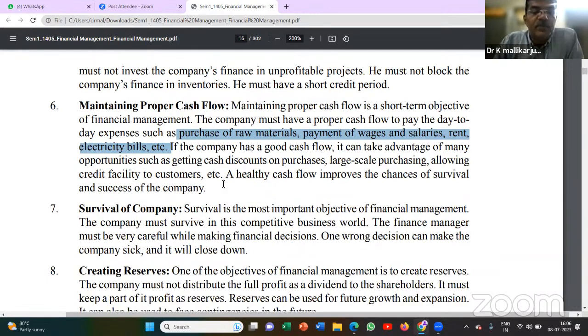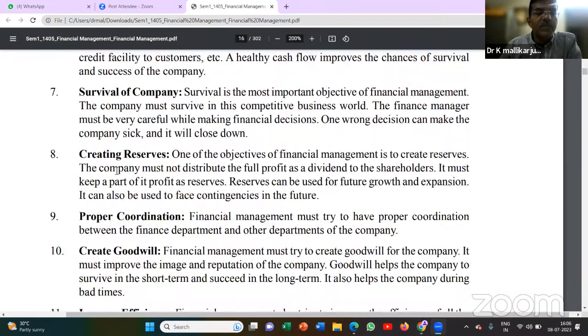Third one is survival of the company. The company has to survive without finance. Then creating reserves. The firm has to create its reserves. Reserves can be used for future growth, expansion of the business model, expansion of businesses, entering new markets. Okay, so then the firm is also creating some results. Proper coordination is also required. Financial management tries to coordinate all these.